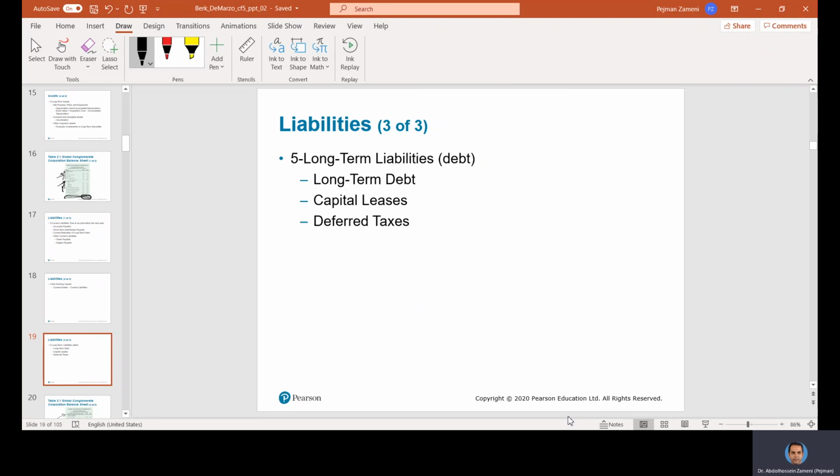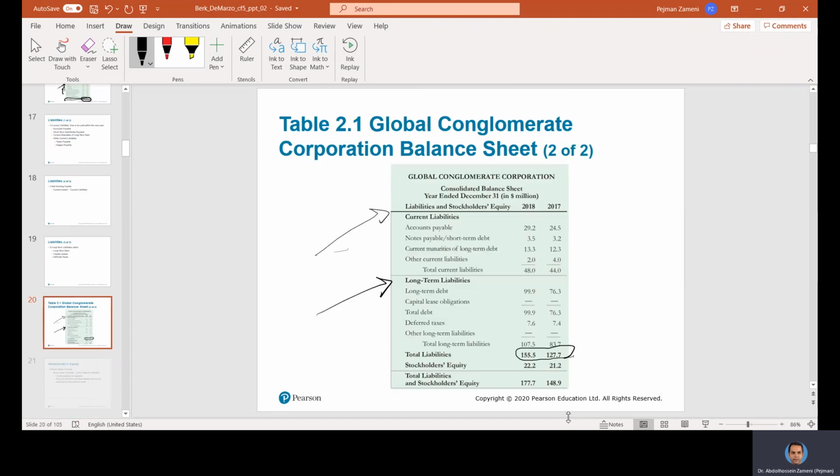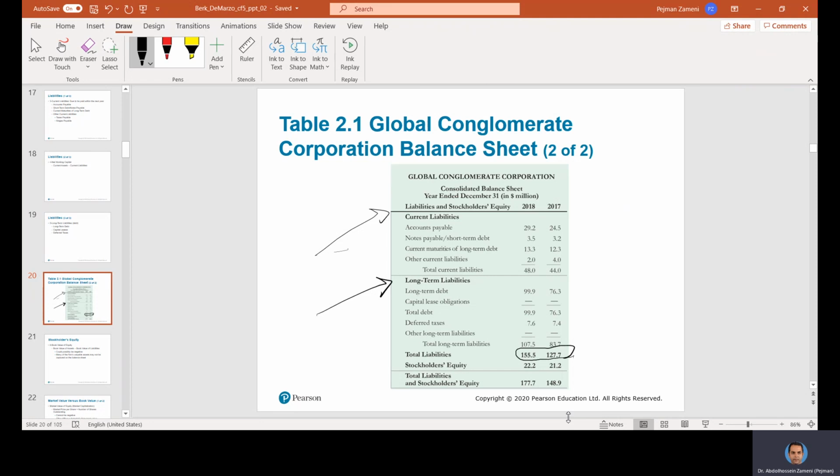Another category under liabilities is long-term liabilities. These are long-term debt, capital leases, and deferred taxes, which are taxes that the company owes to the government. This part also shows the current liabilities and long-term liabilities with their components, and the liabilities for years 2016 and 17.